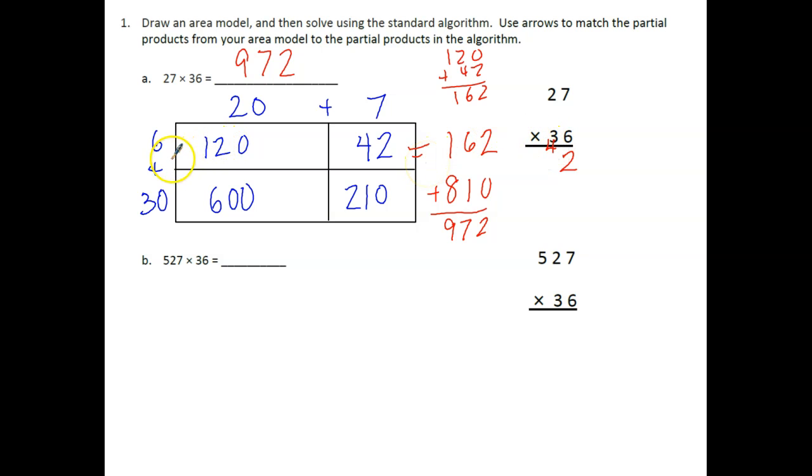Now I have 4 tens waiting to be added to my next set here. Let's take a look. Now I have 6 ones times 2 tens is 12 tens plus my 4 tens. 12 plus 4 is 16 tens, which is going to be 162 when I total it all up. Partial products match up here.